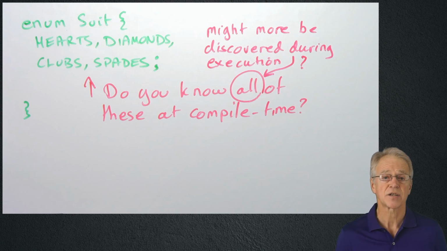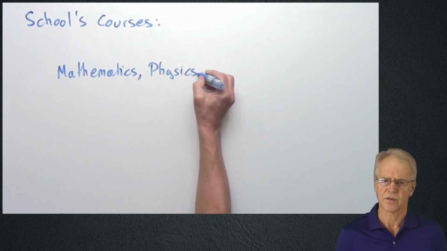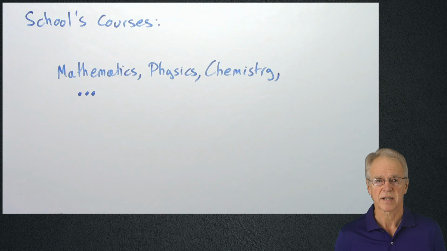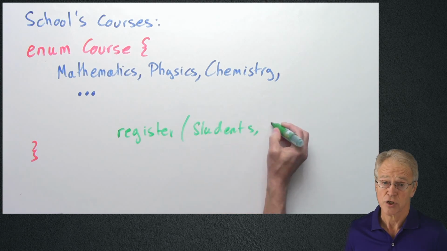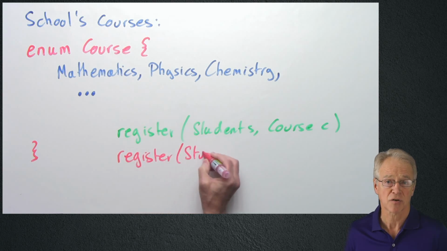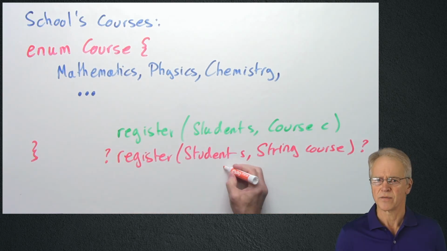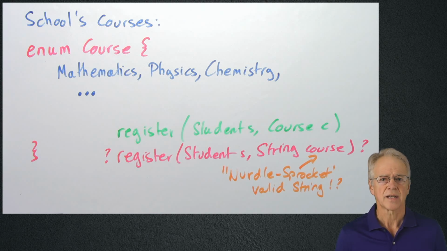Imagine you're writing a registration system for a school. You've been told that the school offers courses in mathematics, physics, chemistry, and 7 other topics. Great! There are 10 courses. Let's use an enum. Now, in this case, it's surely preferable to have a type specific to the notion of course rather than just use a string. We don't want to register someone for Nerdlesprocket by accident. That's not a course, but it is a valid string, right? It's also not hard to imagine course being an immutable type, such that we create a single object, mathematics, and then use it again and again.